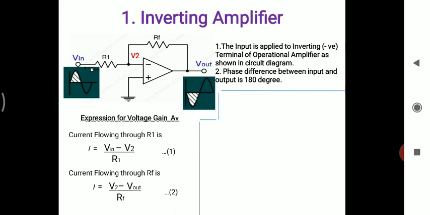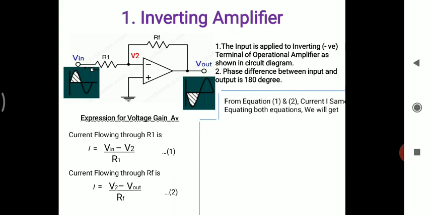Now if you compare equation number 1 and 2, the LHS of both equations is the same. Why? Because the same current is flowing through resistance R1 and resistance RF. Because the input impedance of the operational amplifier is very high, no current flows through the input terminal of the op amp. Then all the current generated by the input voltage is transferred through resistance RF. With this reason we can equate equation number 1 and 2.